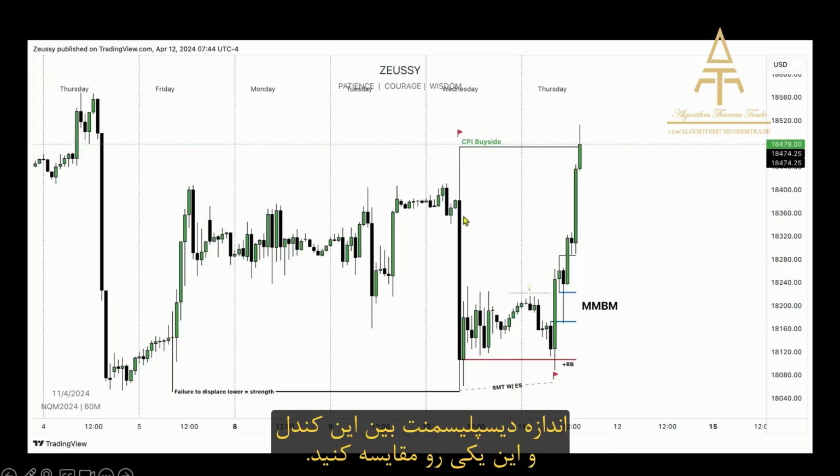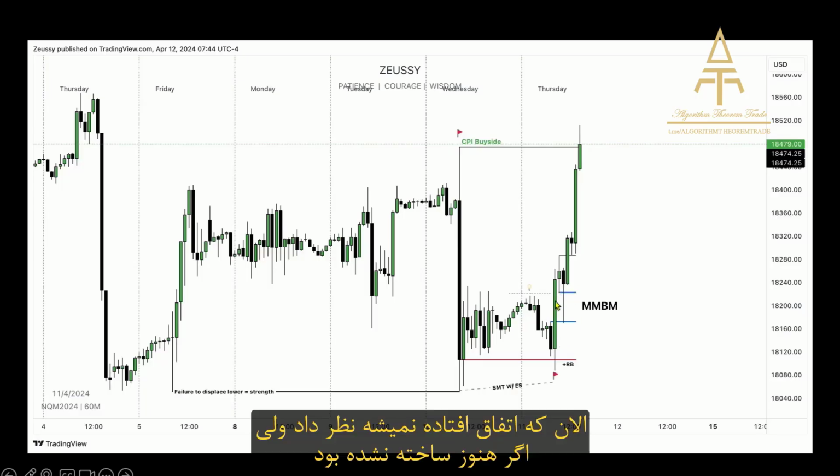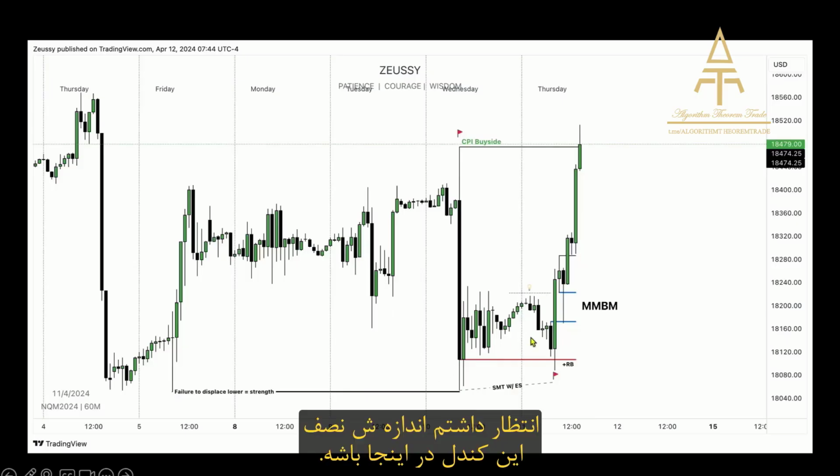Now notice the difference in size between the displacement legs relative to this candle right here and this candle. You can already see, this is me purely doing it based off my own eyes, but if I would take an estimate, I estimate that this candle is 1/3 to a half of this big down close candle.